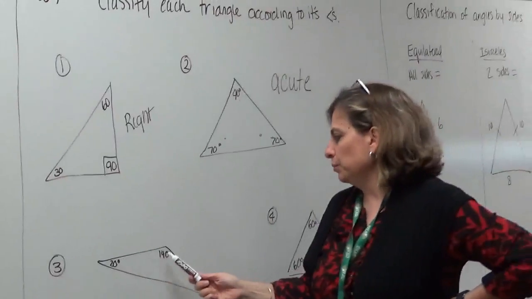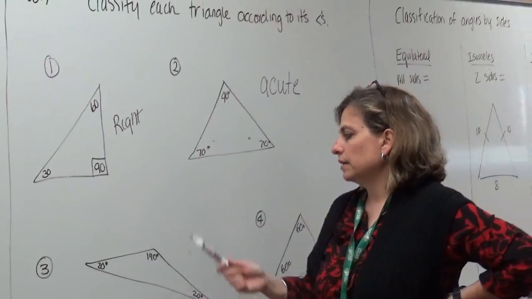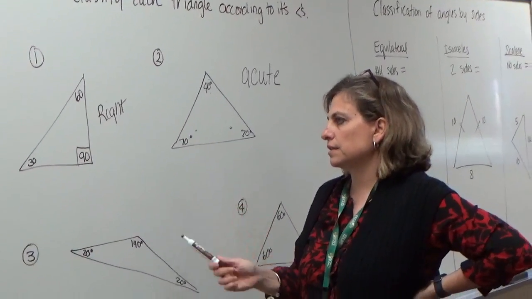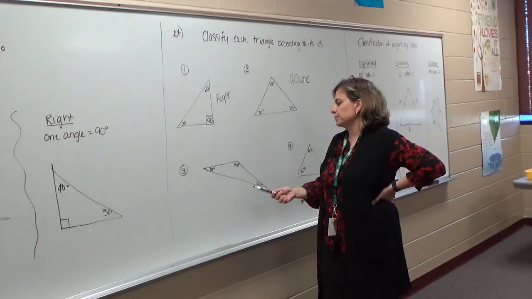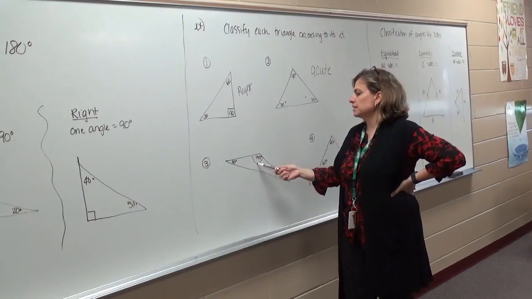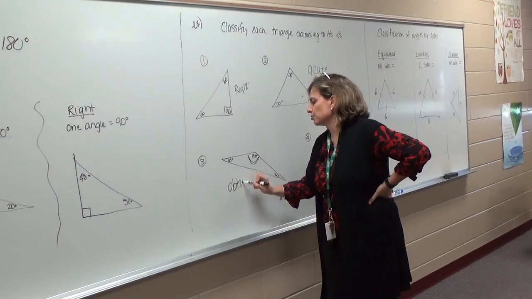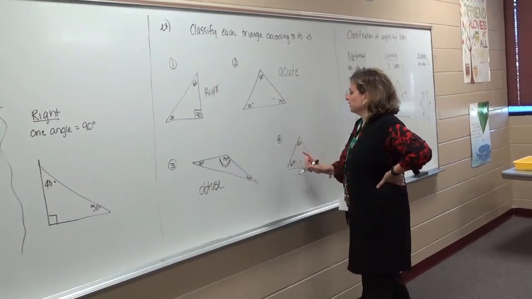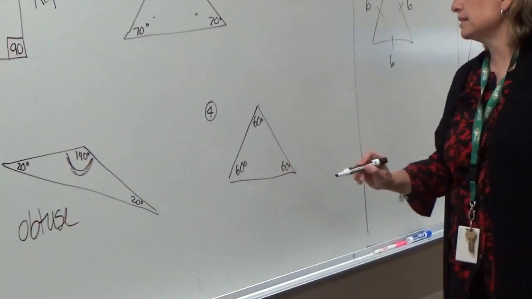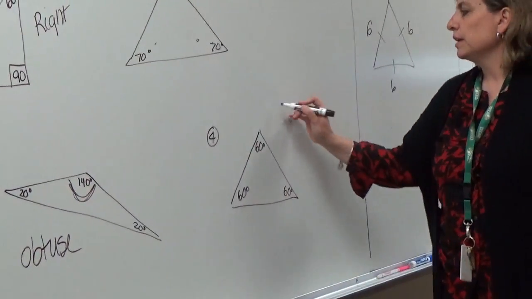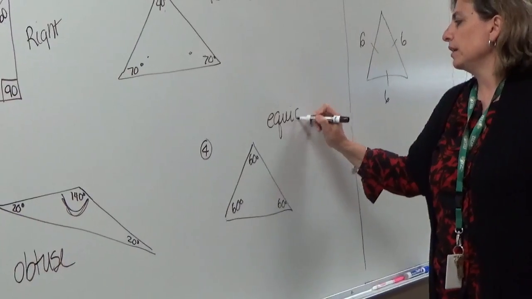Now we have 20, 140, and 20. Is it equiangular? Is it acute? Is it right? Is it obtuse? We notice that this is bigger than 90 degrees. That is an obtuse triangle. And finally, 60, 60, 60. They're all equal, so that is equiangular.